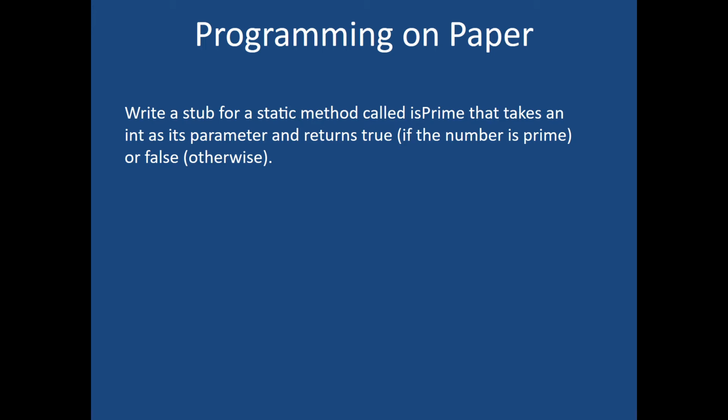So practice right now. Pull out a piece of paper and do what it says there. Write a stub for a static method called isPrime. It takes an int as a parameter and returns true or false. See if you can do that. There'll almost certainly be a question on the midterm like that.